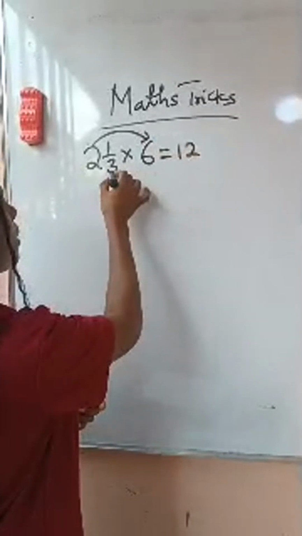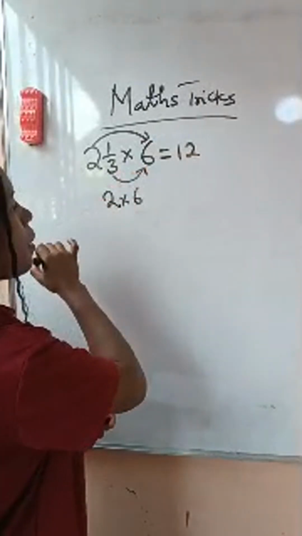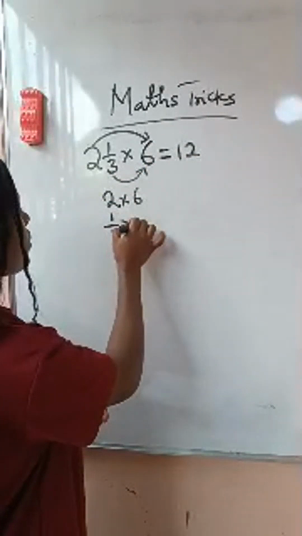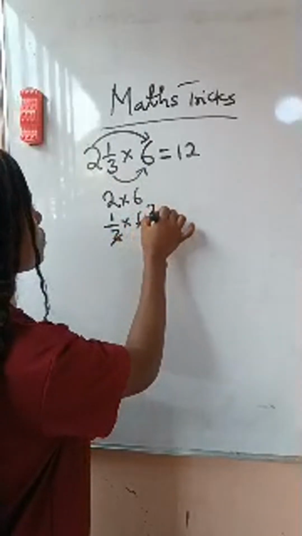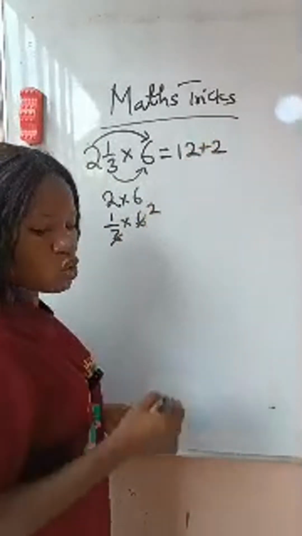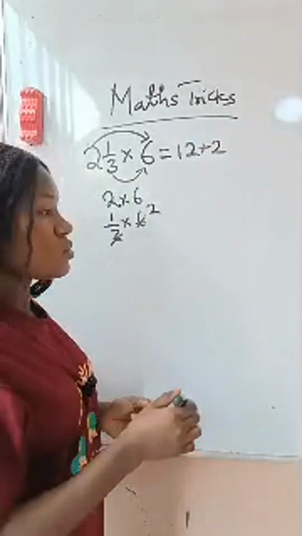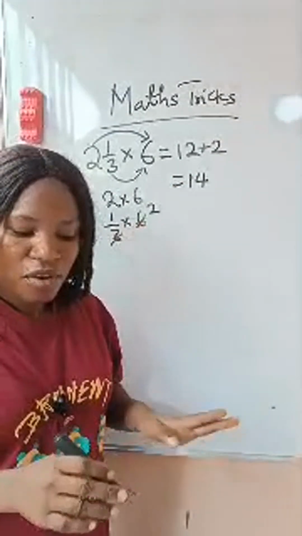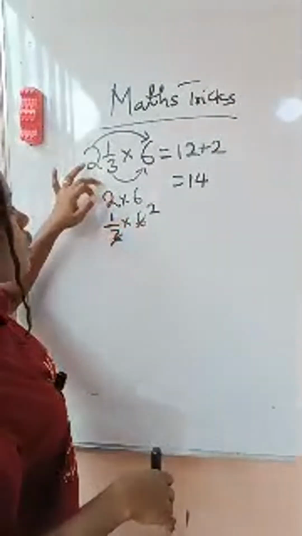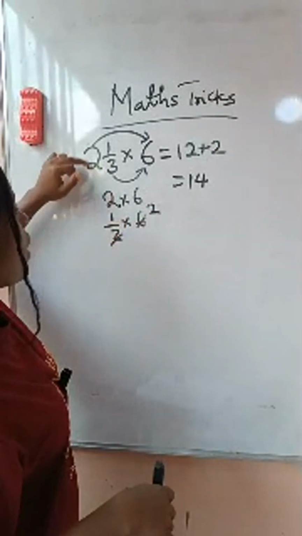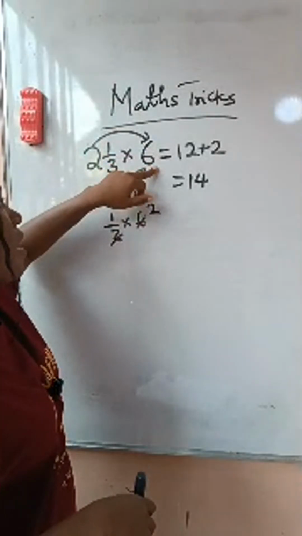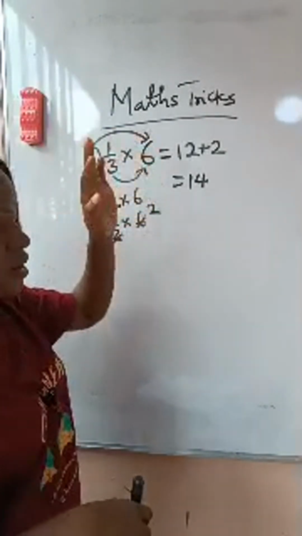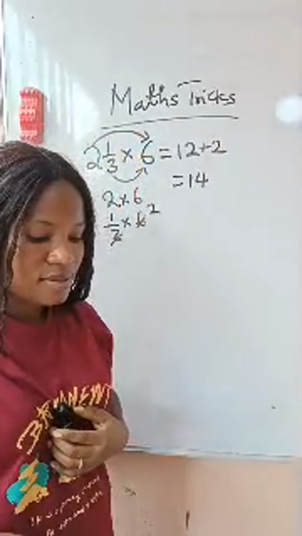Then you multiply 1/3 by 6. 1/3 times 6 will give us 2. So you add this 2 to 12, and you are going to get 14. Very easy. So instead of changing this to an improper fraction, multiply the whole number by whatever you have here, and multiply your fraction by the same thing, and that is it. Very easy.